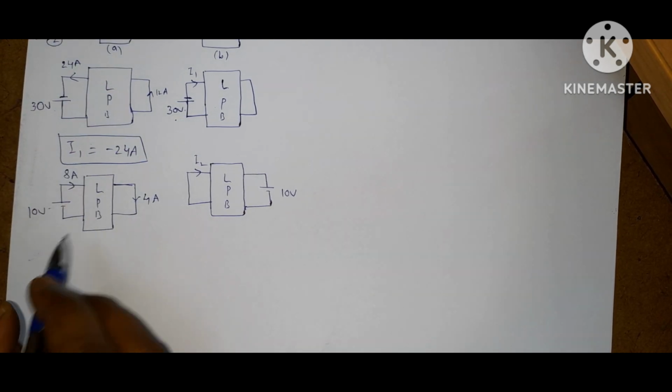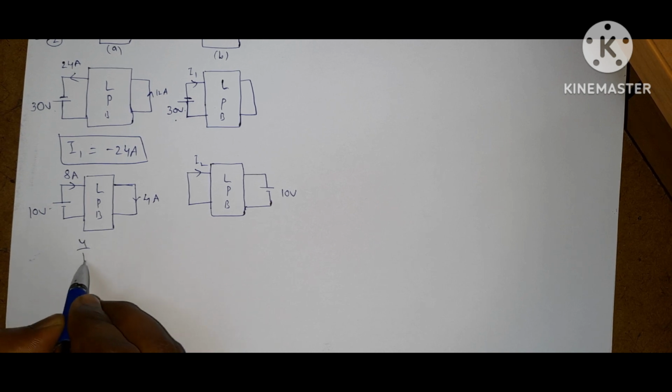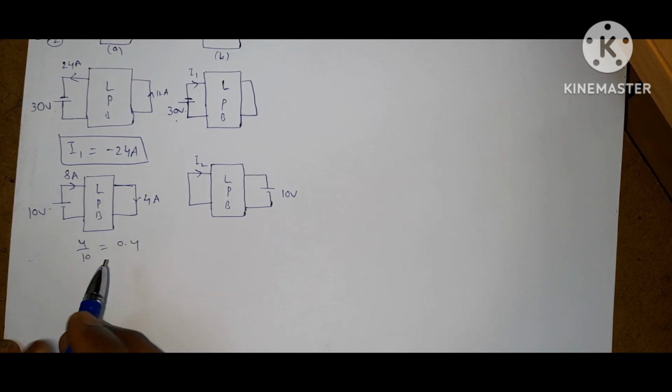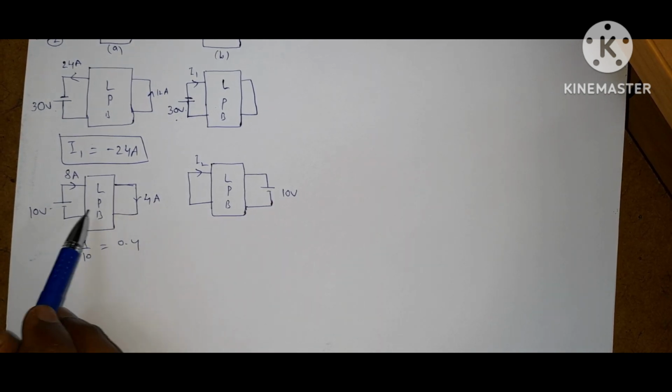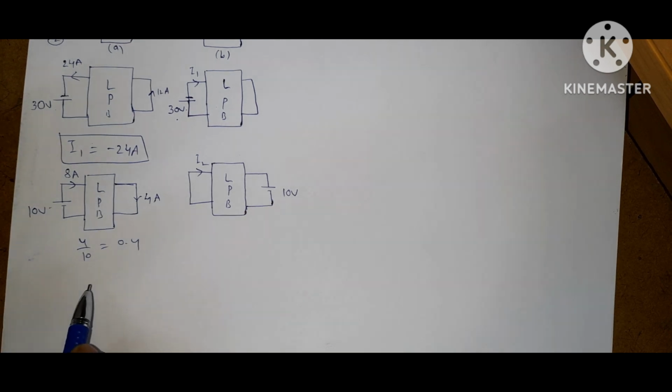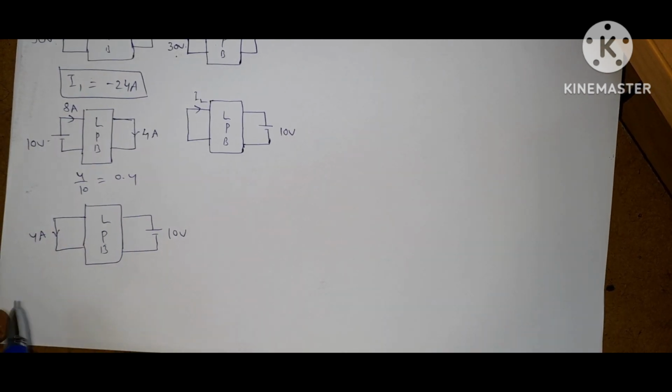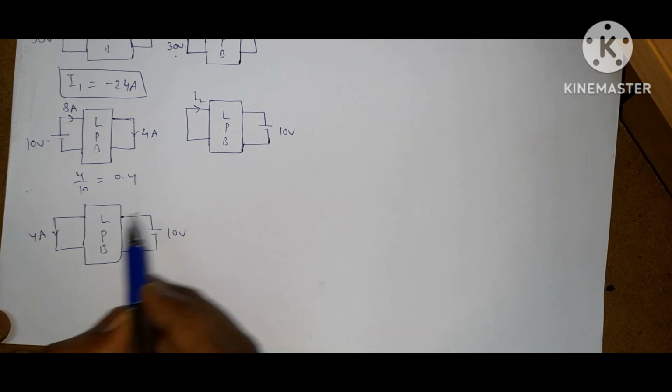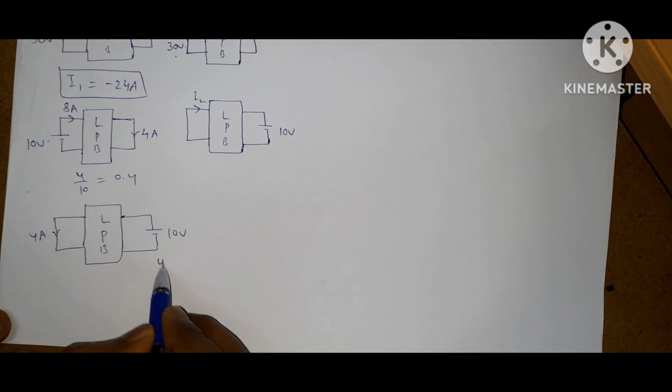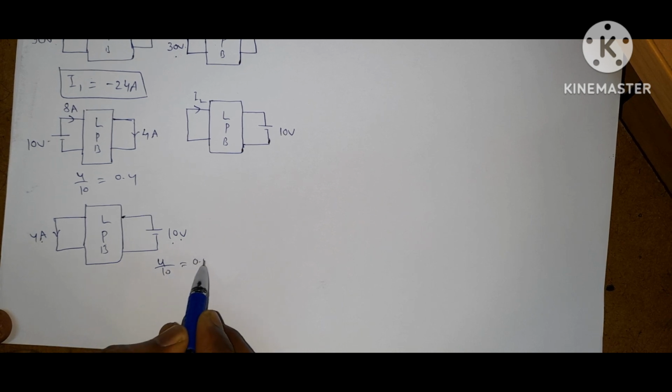Now, here what is the response to excitation? 4 by 10, that is equal to 0.4. Now, interchange the response and excitation, and the circuit becomes like this. Here, what is the response to excitation? Again, this is the response, this is the excitation. 4 by 10, it is 0.4.